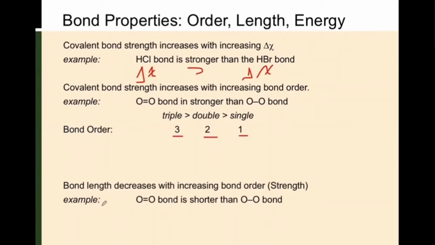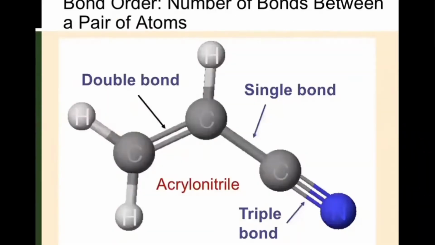So a double bond is shorter than a single bond. I already showed that with carbon. So here we have an example of a molecule which has single, double, and triple bonds. This is acrylonitrile. So we have here a single bond between carbon and carbon. It's longer than the double bond between carbon and carbon, which is longer than the triple bond between carbon and nitrogen. And here we have hydrogen, hydrogen, hydrogen.